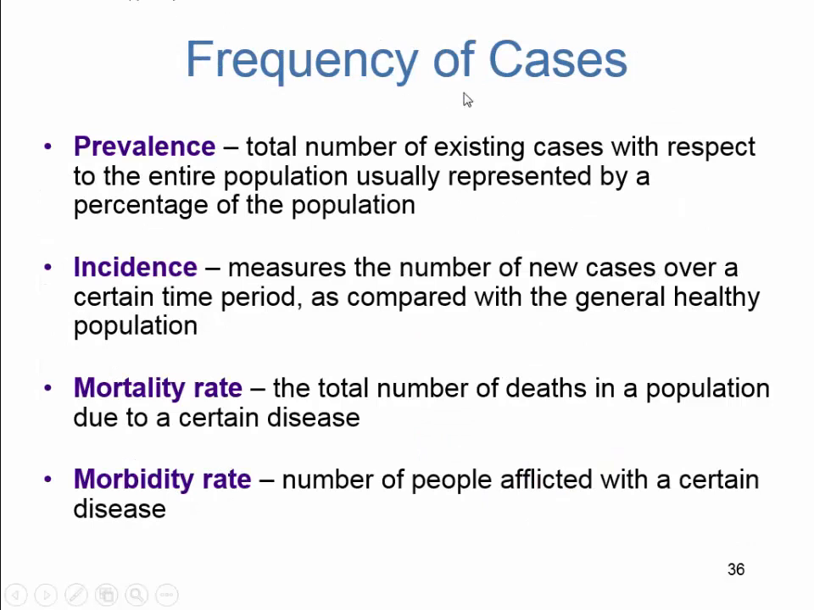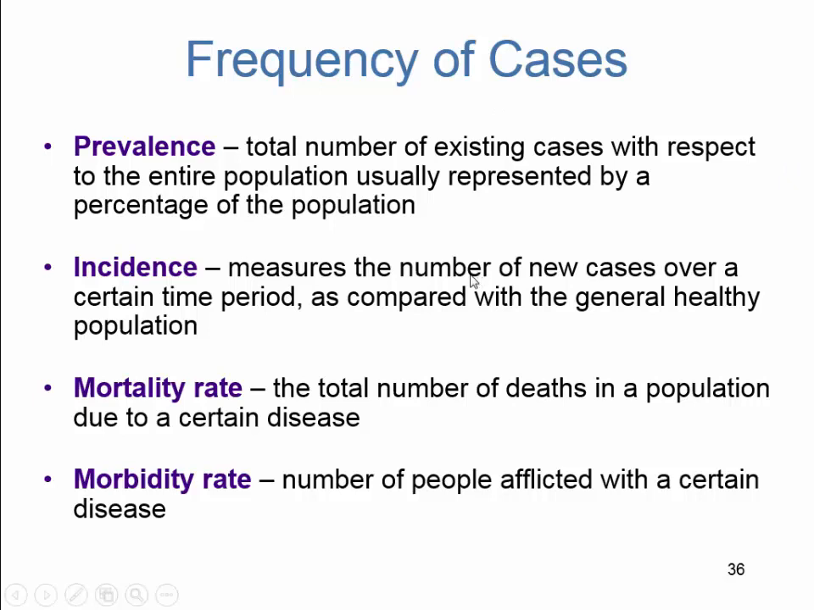The frequency of cases. So now we're into the epidemiology section of this lecture. Prevalence is the number of existing cases with respect to the entire population, and it's typically a percentage. So if we had an outbreak in class and you had 5 people who were sick, and the class size was 30, it would be 5 divided by 30 to provide you the percent prevalence within that class's outbreak.